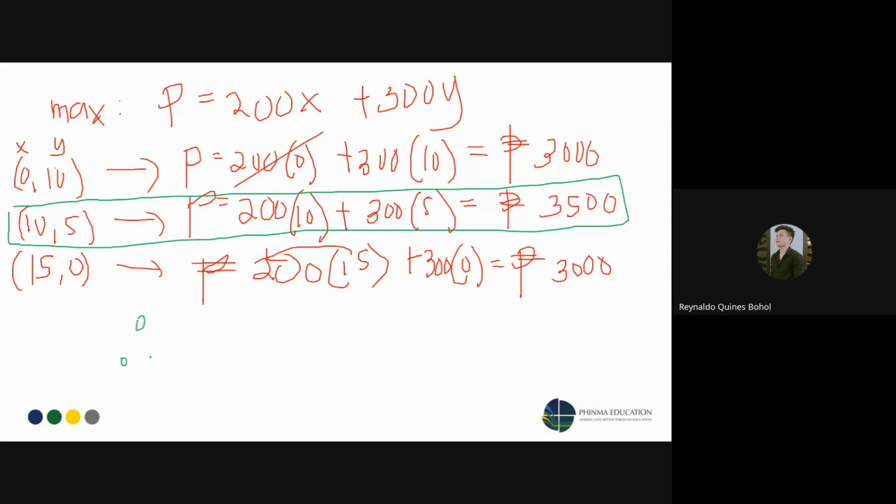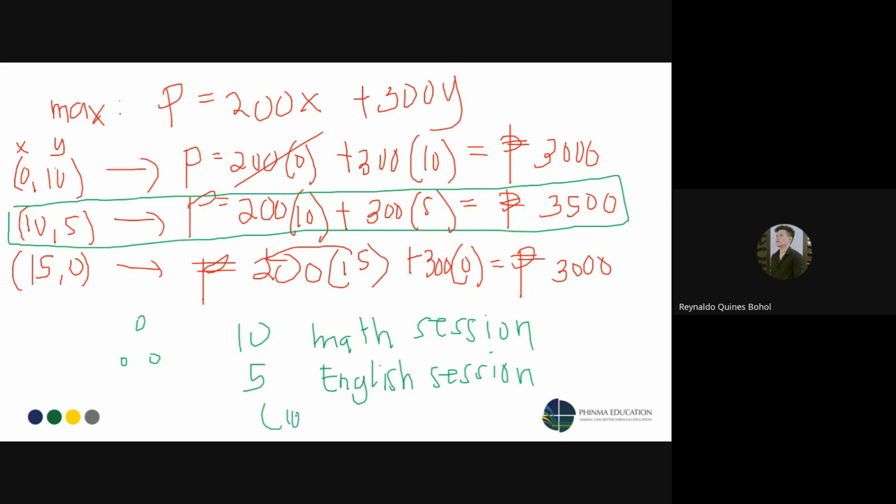Okay, therefore, our answer will be 10 for math session. Kasi math, yung pinag-uusapan natin dito, yung first is X, so math yan. And then we have 5 for English session. So the answer here, the ordered pair is 10 and 5. So ito na yung pinaka-maximum niya. Kasi 3,000 lang ito, 3,000 lang ito. So maximum is 3,500. So welcome to Maximization.